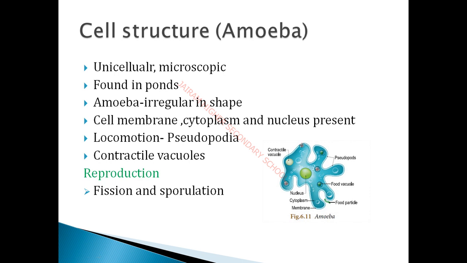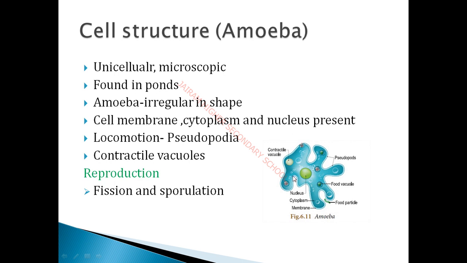All cells have some shape, round, oval, spherical, many shapes like this. But amoeba has no permanent shape. It can change its shape. So that is a very peculiar character present only in amoeba, and this amoeba is a unicellular microscopic form. Unicellular means what? It is a single celled organism. So in the single cell is the whole organism, and it is microscopic, which can be seen only with the help of a microscope, and it is found in ponds.